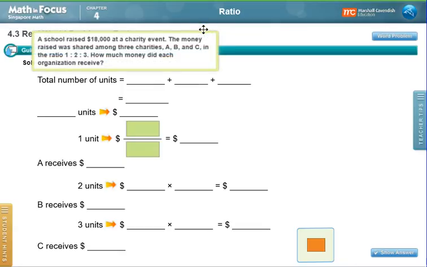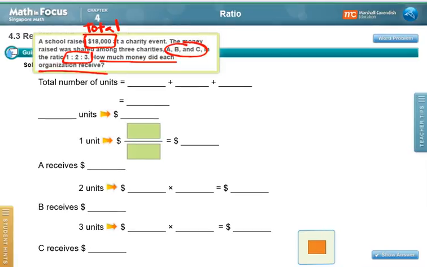The next one. A school raised $18,000 at a charity event. The money raised was shared among 3 charities, A, B, and C, in the ratio of 1 to 2 to 3. How much money did each receive? My cubes look like this. How many units are there total? Well, the ratio is 1 to 2 to 3, so there's 1 part, 2 parts, and 3 parts for a total for a whole of 6 units.